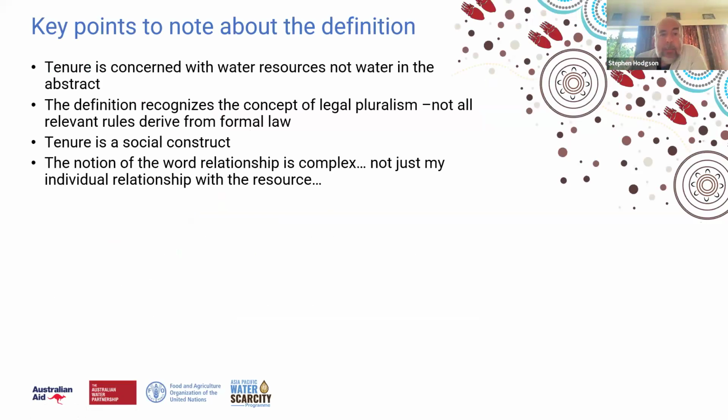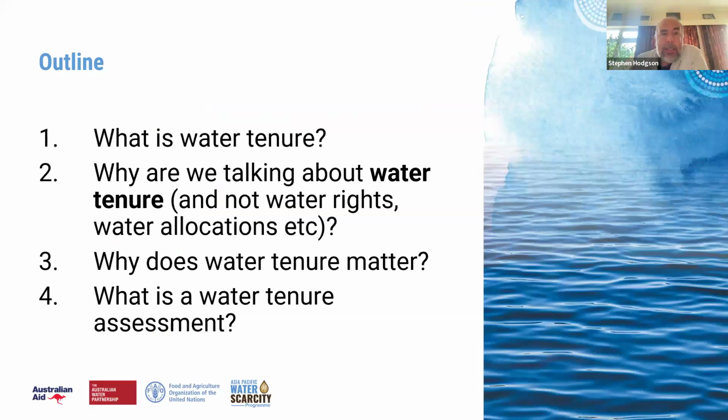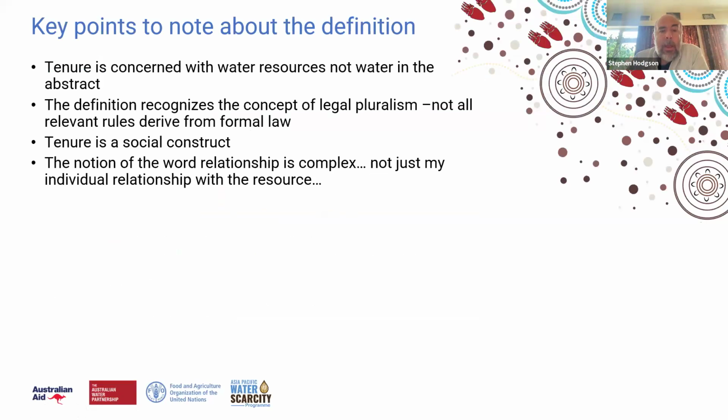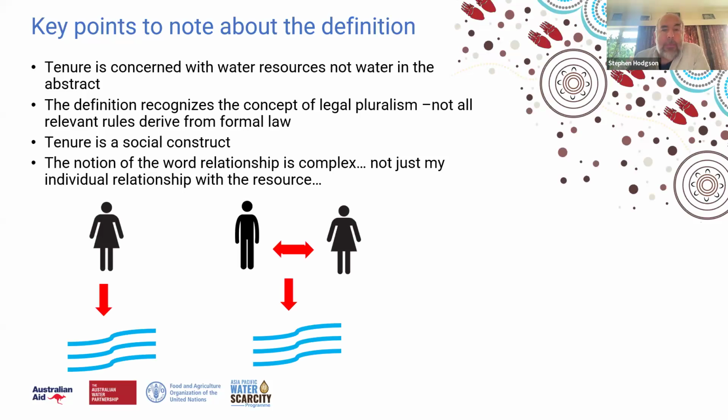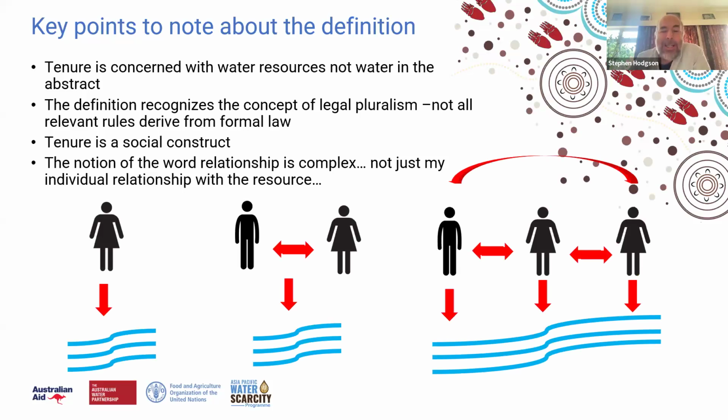There's a glitch here, and the definition of water tenure is missing from the slides. So the definition we use of water tenure is the relationship, whether legally or customarily defined, between people as individuals or groups and water resources.